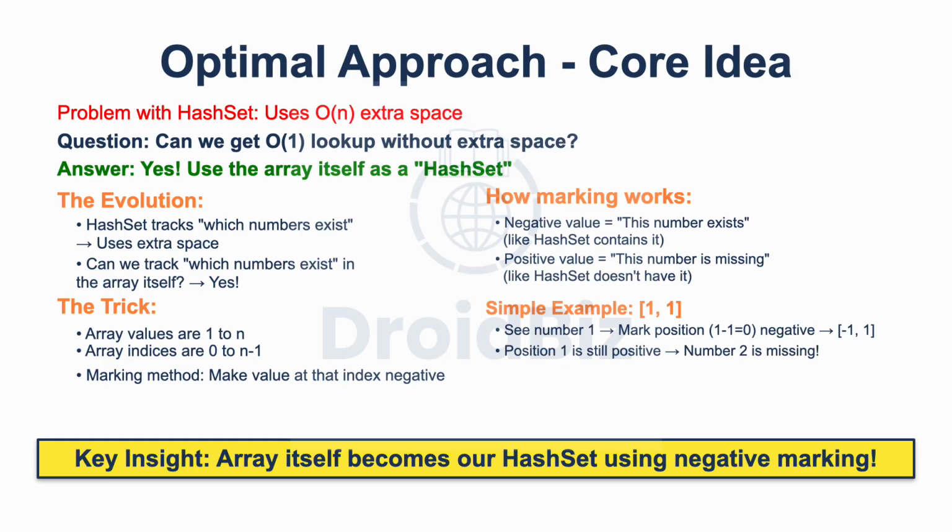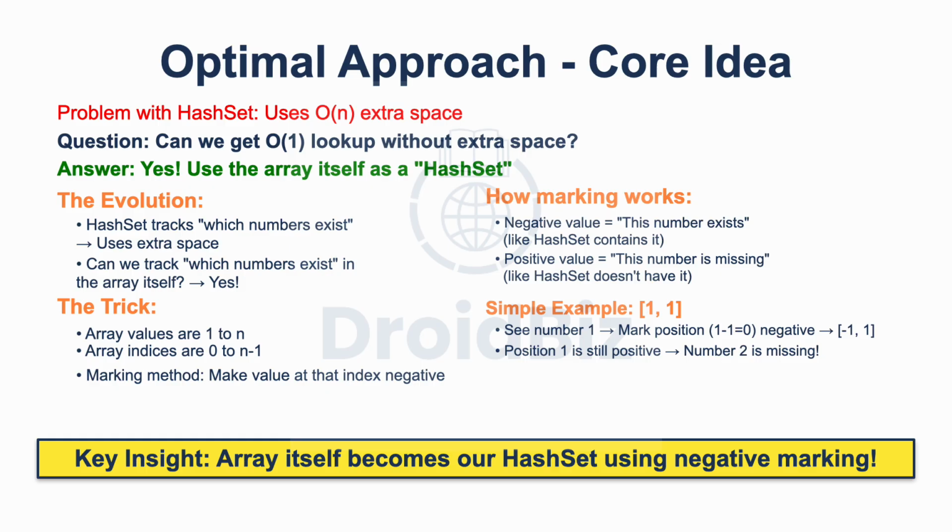Let's understand the evolution. The hash set tracks which numbers exist, but it uses extra space. Can we track which numbers exist in the array itself? Yes, we can. Here's the trick. Array values are from 1 to n. Array indices are from 0 to n-1. When we see a number, we mark that position in the array. The marking method is simple. Make the value at that index negative.